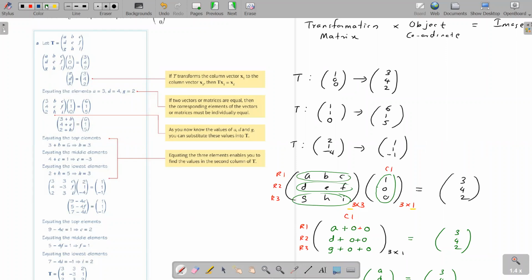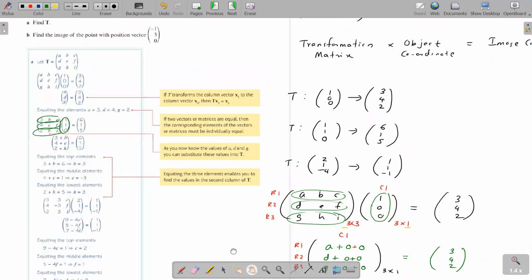You understand the matrix multiplication, right? You multiply the first row with the first column, the second row with the first column, the third row with the first column. That's what we do. And then basically we can easily get the B, E, H values. So 3 plus B is equal to 6, which means B equals 3. 4 plus E equals 1, which means E equals 1 minus 4, which is minus 3. 2 plus H equals 5, which gives you H equals 5 minus 2, which is 3. Is this clear?